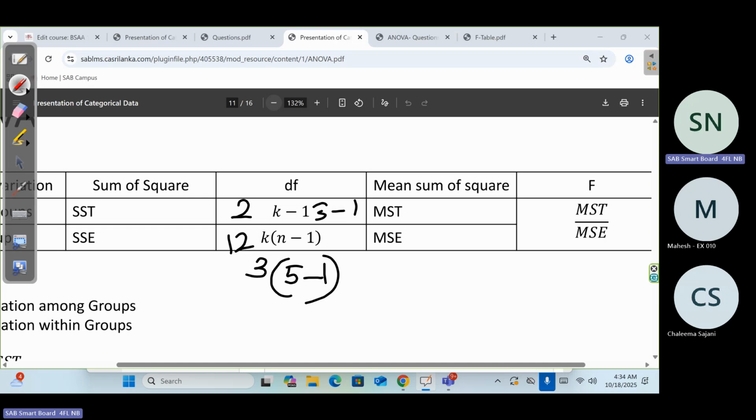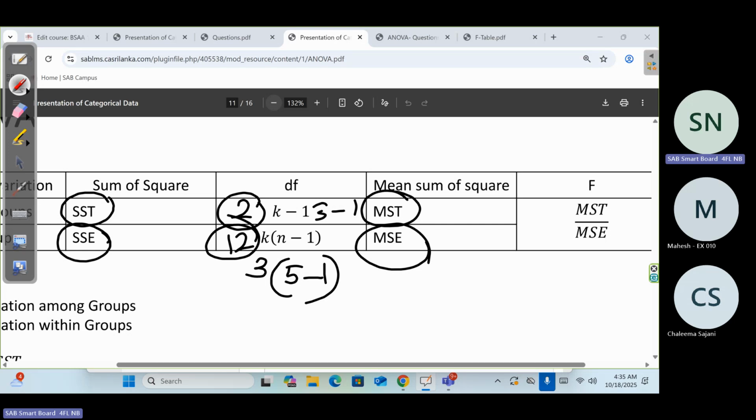Understood? Now we need the mean sum of square. Normally mean means average value. For this value we take the sum of square divided by degree of freedom, and you can get the mean sum of square. Understood? Here is the sum, here is the degree of freedom. When you divide, what do we get? Mean. Then for within groups, take the sum of square divided by degree of freedom, then you can get the mean sum of square.